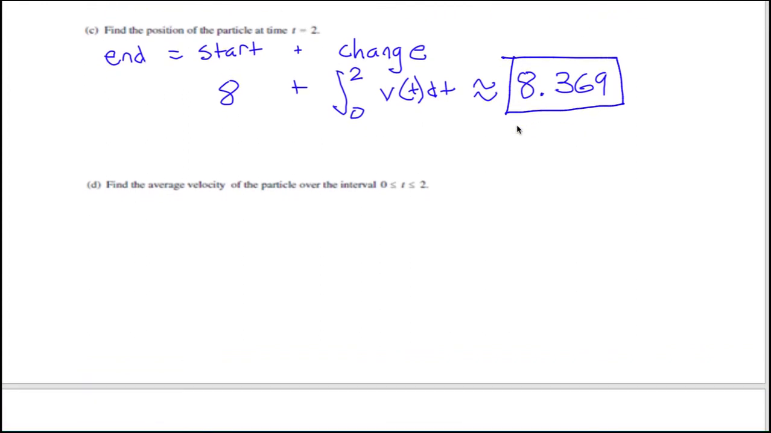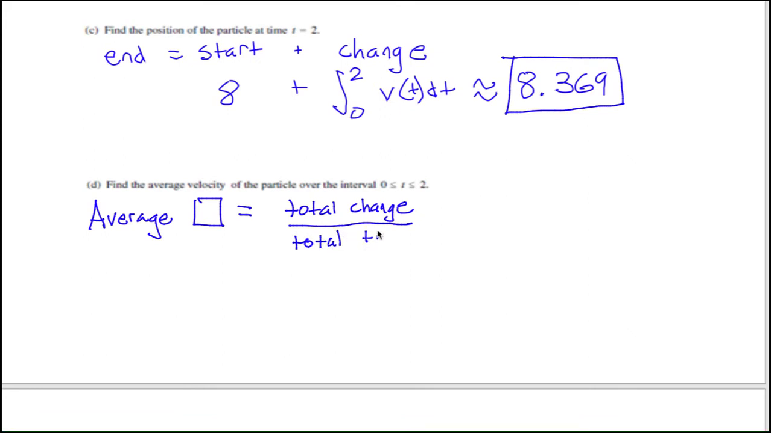Find the average velocity. Ooh, what is the definition of average of anything? Average of box is equal to what? The total over the time interval? Yep. So it's going to be total, I guess total change, over total time. Which mathematically means we're going to do 1 over b minus a, integral from a to b of box. Whatever we're looking for.